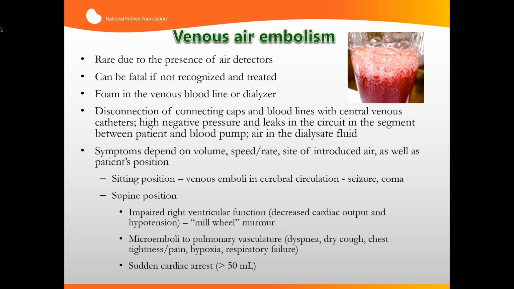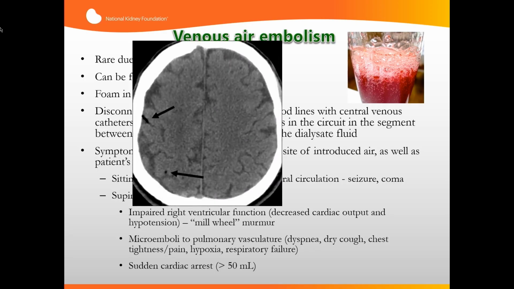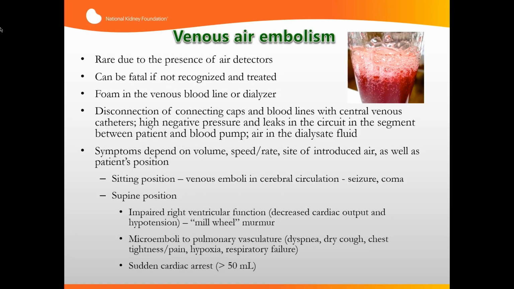So the symptoms due to air embolism are dependent on how much air enters the system, the speed at which it enters, the site at which it enters, and what the patient's position was when the air entered. So typically when the patient is sitting and air enters into the system, guess where it goes? Air rises, right, because it's light. So it goes into the brain, and you can see right here a patient with air emboli in their cerebral blood vessels. So in the sitting position, venous emboli migrate to the cerebral circulation, and this can result in seizures and coma.